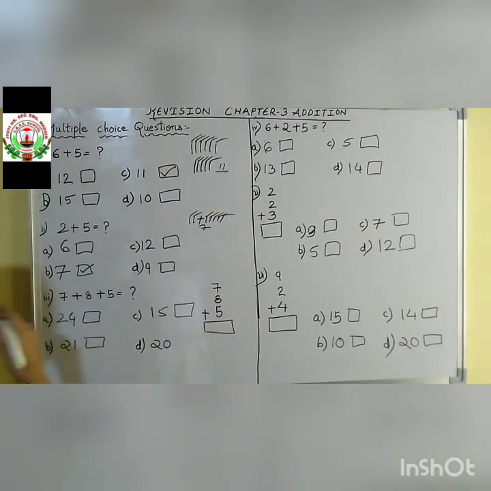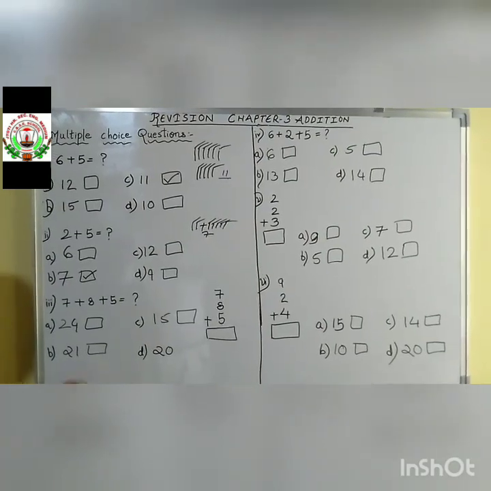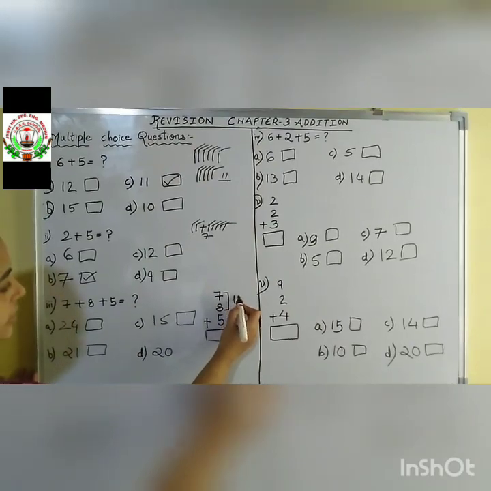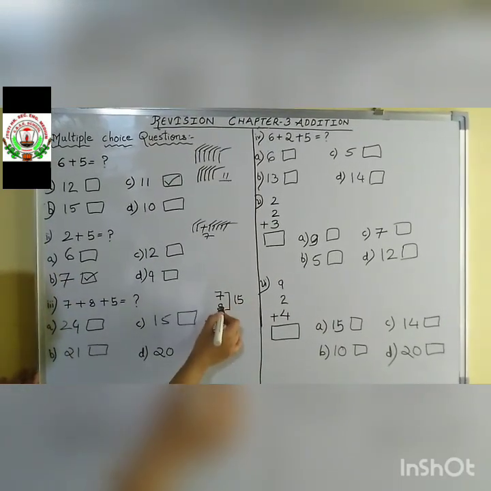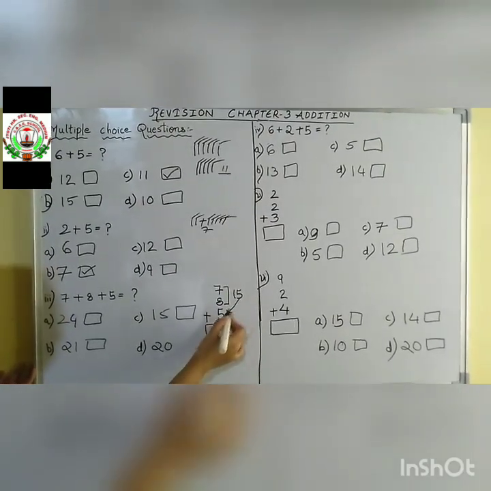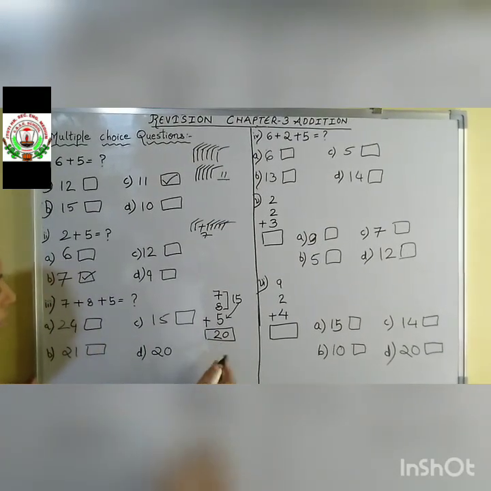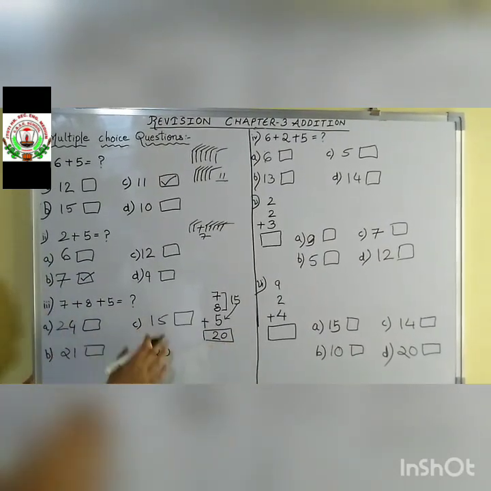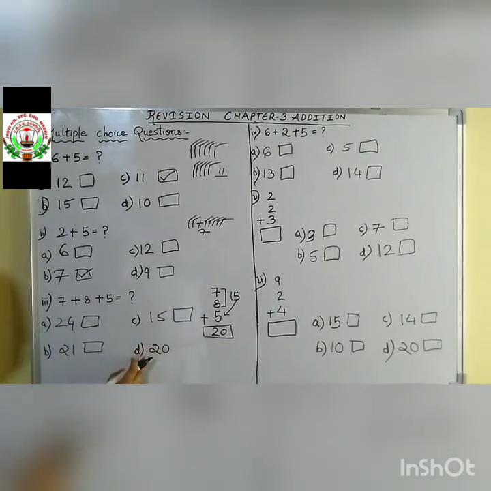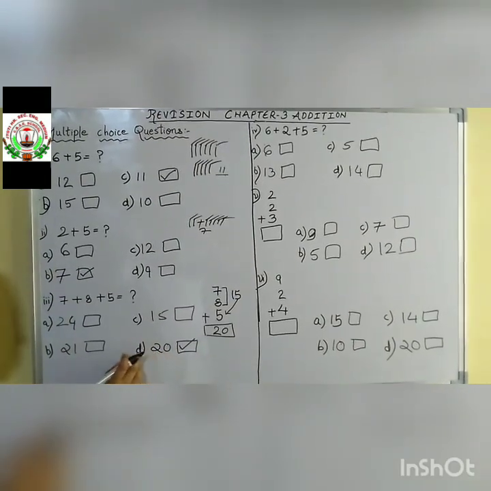7 plus 8. Tell me, children. 7 plus 8, 15. First do this addition. Then you get the answer as 15. Then this 15 will be added with 5. 15 plus 5, 20. So we'll write the answer 20. See where it is there in the options. A 24, B 21, C 15 and D 20. It is there in option D. So we will put a tick mark over option D, 20.